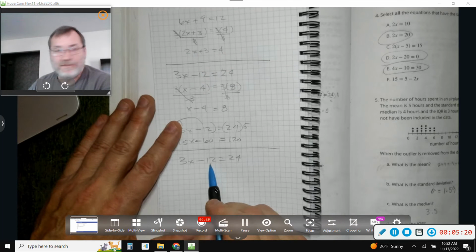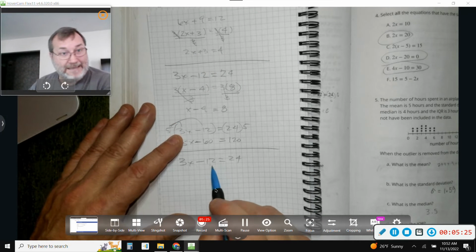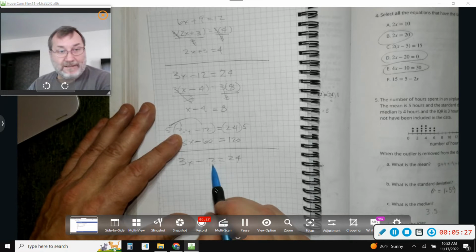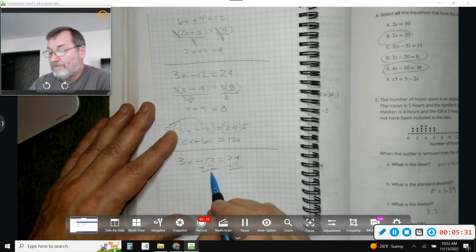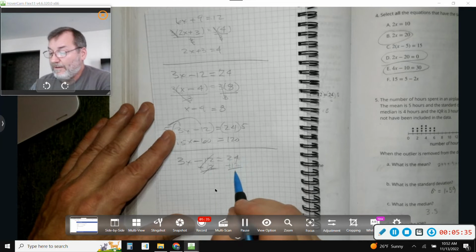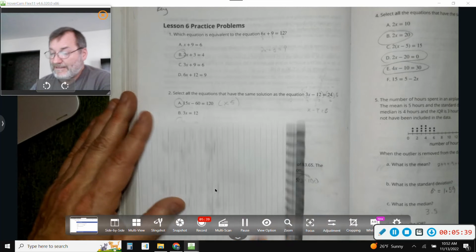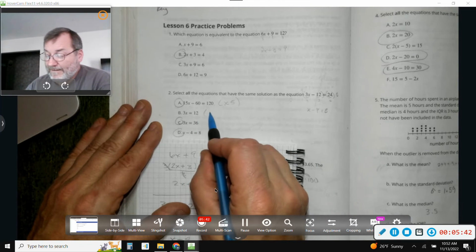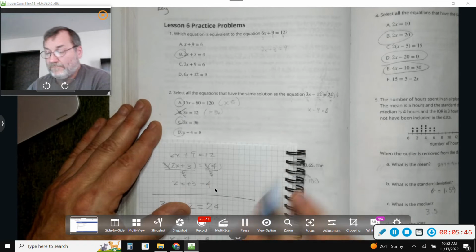All right, so they moved this 12. Well, how do you move the 12? Well, you have to undo what's being done to it. You're subtracting the 12, so you need to add 12 to both sides. So it goes away over here, and then 12 plus 24 is 36. So 3x equals 36. It doesn't equal 12. It should equal 36. So that one is wrong.